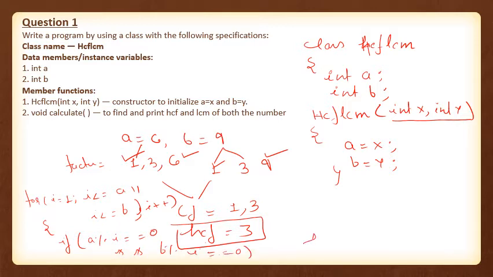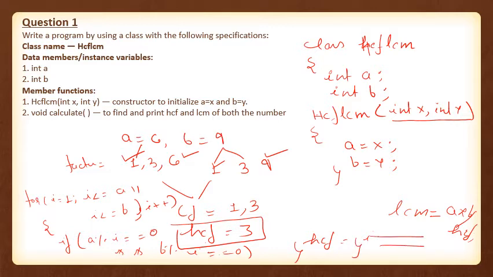Then HCF equal to what? I. Close that loop. And LCM is what? LCM is equal to A into B divided by HCF. Print both the LCM and HCF and close the calculate.